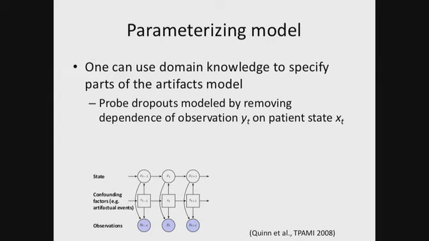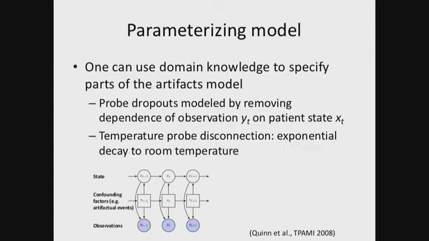So one models the probe dropouts by recognizing that if a probe is removed from the baby, then at least after a small amount of time, there should no longer be any dependence on the true value of the baby. For example, once the blood pressure probe is removed, it is no longer related to the baby's true blood pressure. But there might be some delay to that lack of dependence. And that is going to be encoded in some domain knowledge.